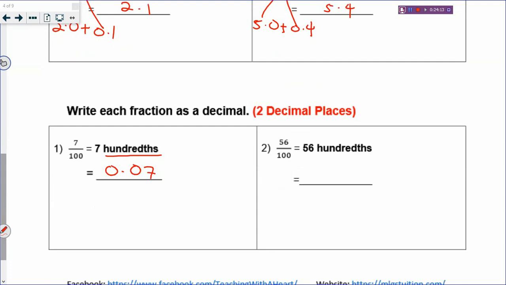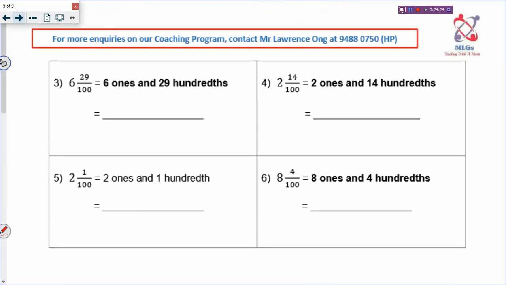So now your answer has 2 decimal places. And then how about 56/100? That will be 0.56. So your answer has to be 2 decimal places. Now let's go to another one. How about a mixed number? That will be 6 wholes. Change it into decimal. 29 over 100 will be 0.29, and you plus them together.